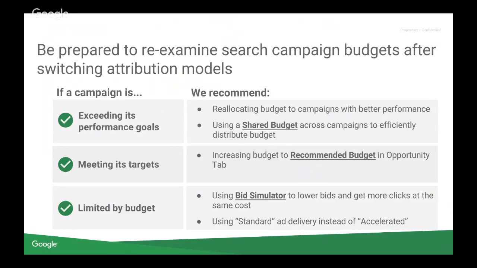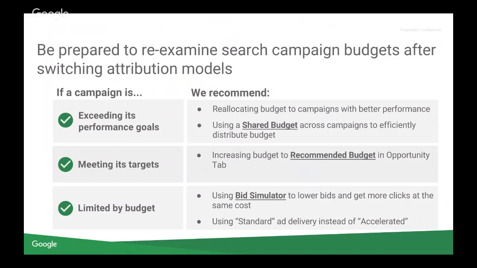If the campaign is limited by budget even after all of these changes, there are two things that we'd recommend you do. First, lower the bids and get more clicks at the same cost. That is, if you do not want to increase the budget of the campaign, or if that is not an option. The second thing you can also do is to use standard ad delivery instead of accelerated.